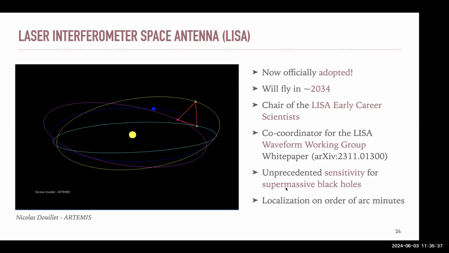But it will have unprecedented sensitivity for supermassive black holes, which is really exciting, and pretty decent localization as well, because as it cartwheels, it is able to localize in the sky with just LISA able to see where the sources are coming from. And with the stationary ground-based detectors, we need multiple detectors to be able to pinpoint the locations in the sky.